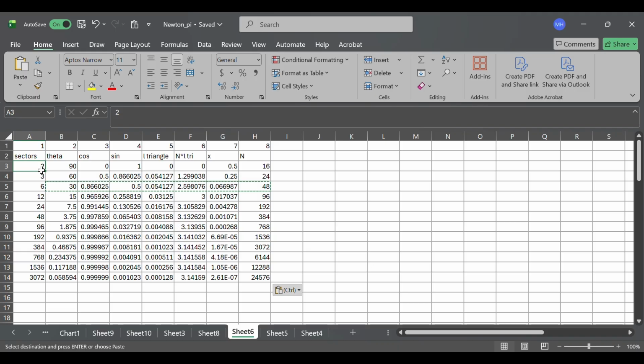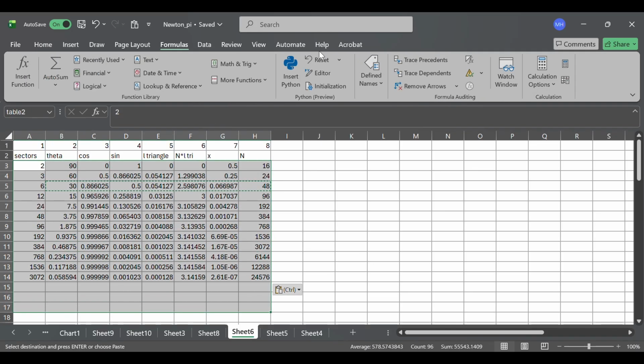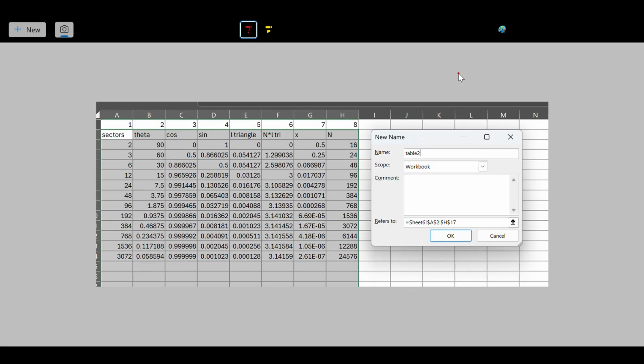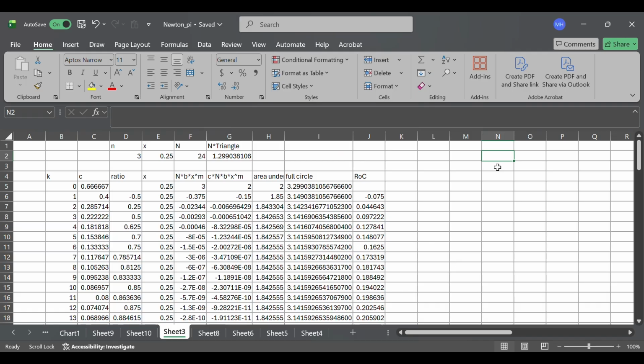Now we'll highlight the table area. And we'll go to the Formulas tab and hit Define Name, and that will create a pop-up window. It looks like this. We'll type in table 2, and that defines a name for that region and allows us to pull in values from another spreadsheet into this spreadsheet.